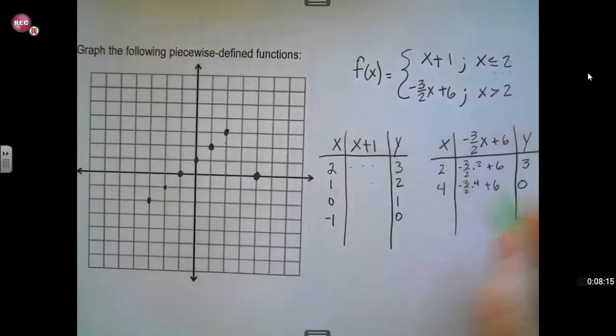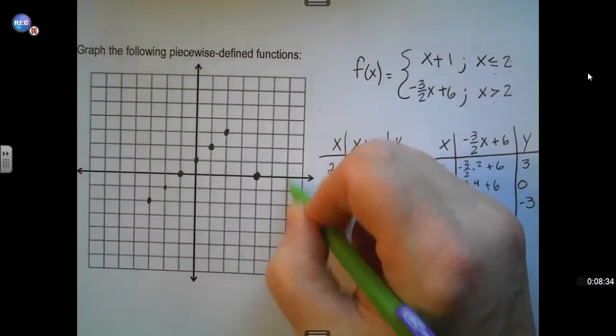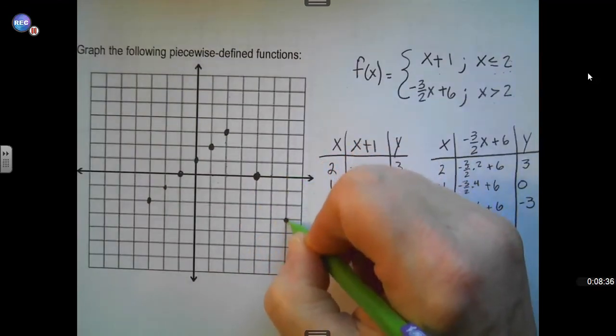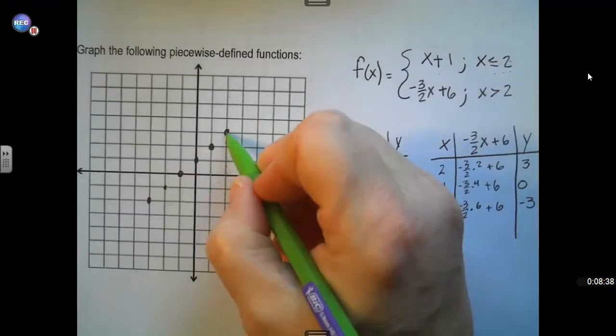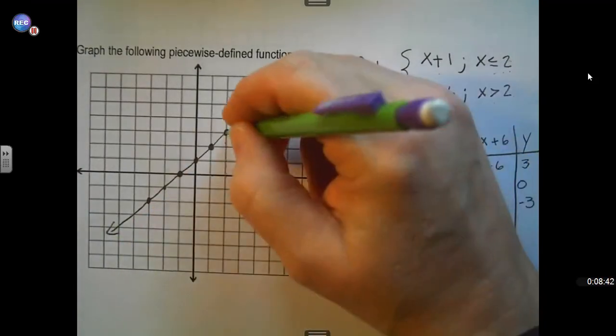And then I'm going to plug in 6. So let's see, negative 3 halves times 6 plus 6. That's going to be negative 9 plus 6, negative 3, I believe. So 6, negative 3. And so here is that piecewise function.